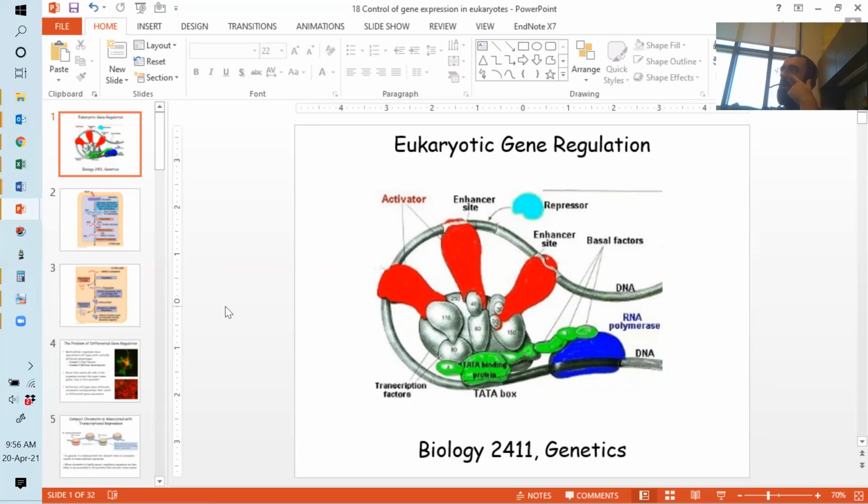Now, eukaryotes have much more complex ways of controlling gene expression, right? And that's essentially what we're going to spend at least a couple of lectures going through, because there's a lot of stuff going on here. Okay, so just to do some basic recap, because I did this with the other class and I think it was helpful.